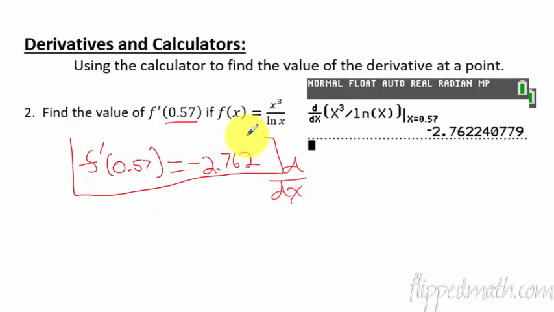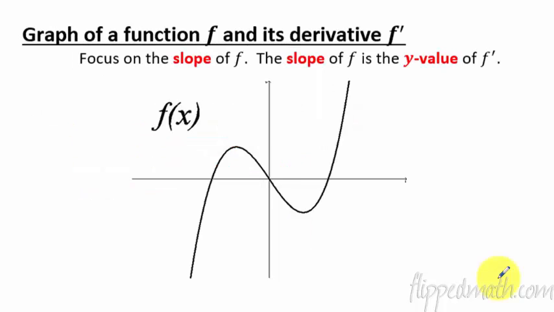All right, so that just means, again, you got to think about every time you plug something in, at the x value of 0.57, the slope of the tangent line, or the instantaneous rate of change of that graph, is going to be negative 2.762. Pretty easy stuff, but you're going to have some practice just to make sure you get used to plugging those numbers in. Okay, on to the last part of the lesson.